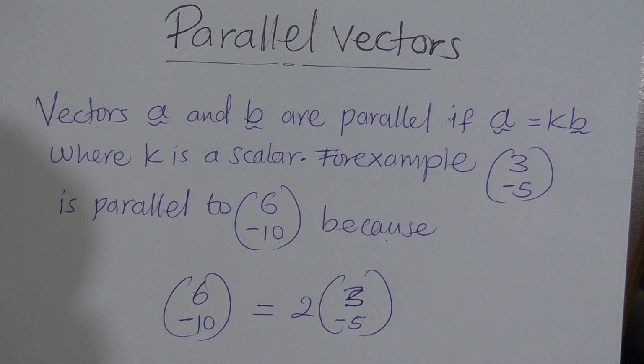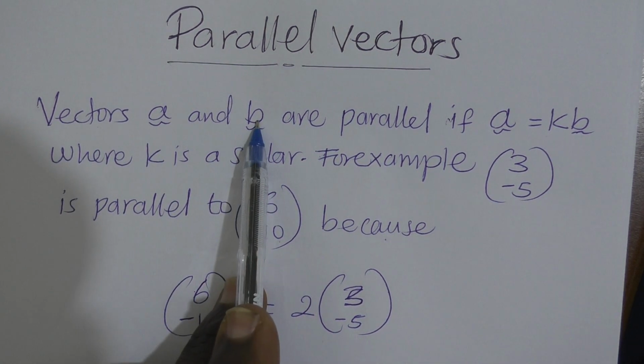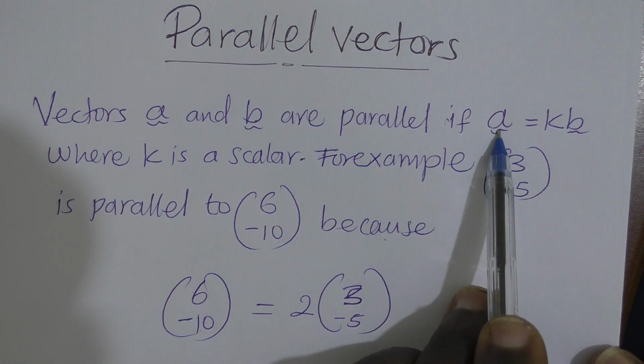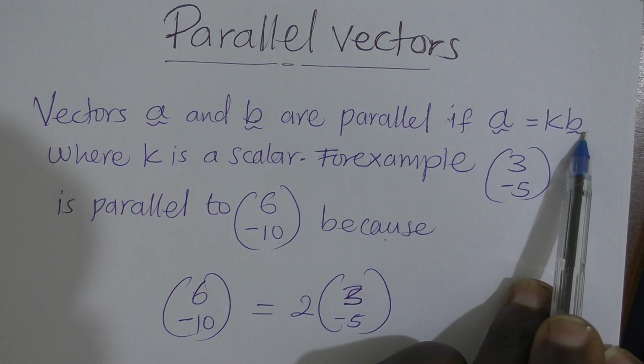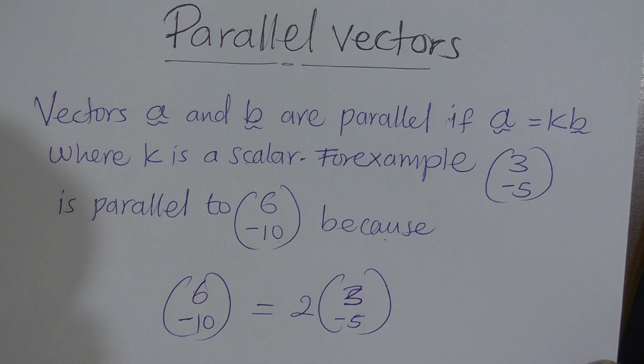In today's lesson, we shall be looking at parallel vectors. What are parallel vectors and how do we tell that these vectors are parallel? This is the condition. Vectors A and B are parallel if vector A equals KB, where K is a scalar or K is a constant. And this is what we mean.